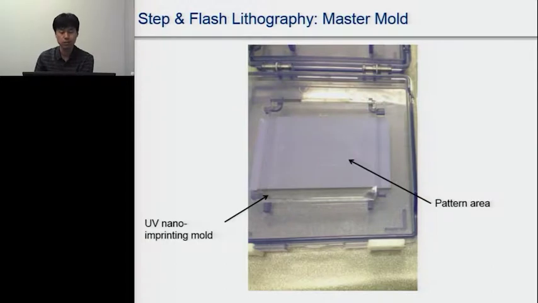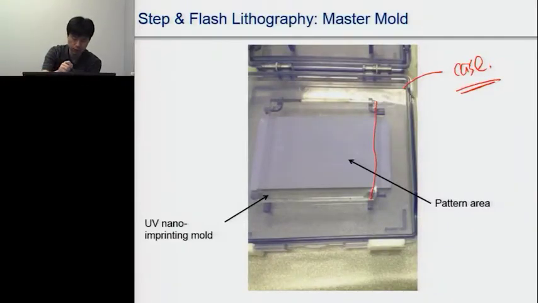So this is the master mold. It's very hard to see because this master mold is very transparent, made out of quartz. So this light purple is just a case. The actual quartz master mold is something like this, and then this is the specific master mold used for step and flash lithography.